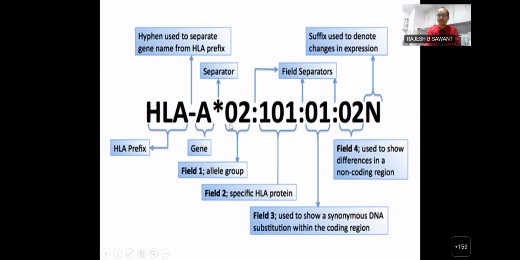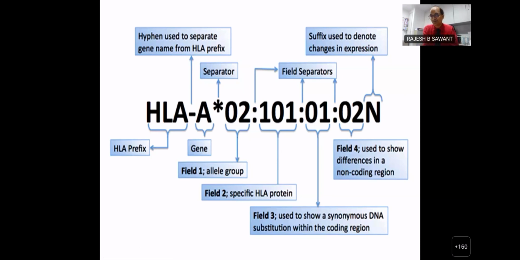So here you were at the level of the gene first, that is HLA-A. Then next you are defining the allele, and now you are defining the protein, which is again separated by a field separator. And then you have a synonymous DNA substitution within the coding region. So 01 will represent the substitution within the coding region. Again, there is a field separator. And then you have 02, which is used to show the differences in the non-coding region. And then finally, there is a suffix that is used to denote changes in the expression.